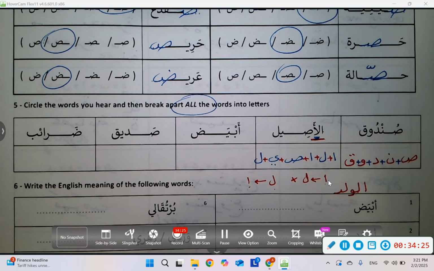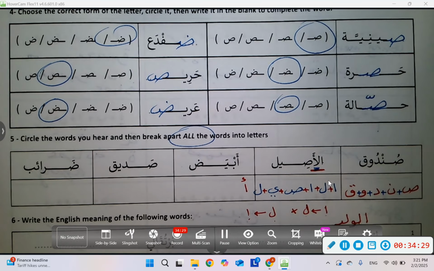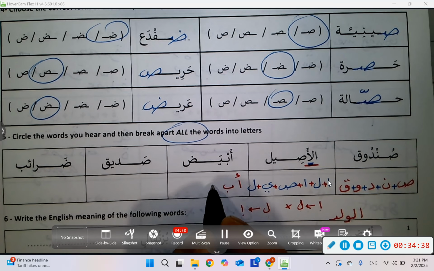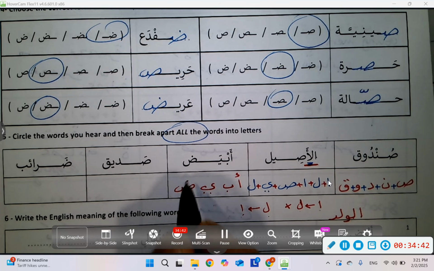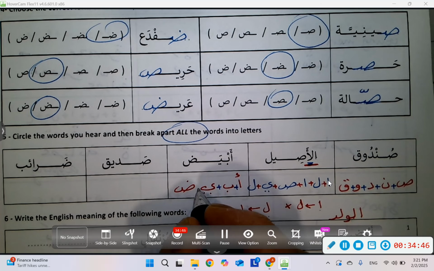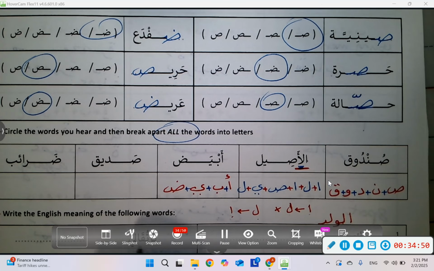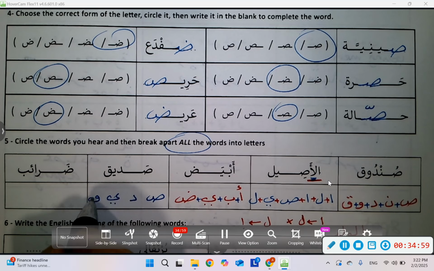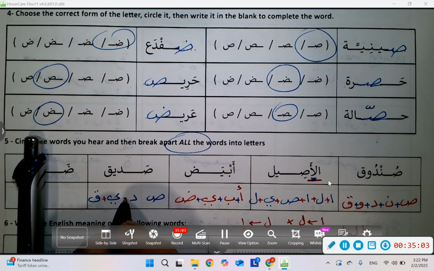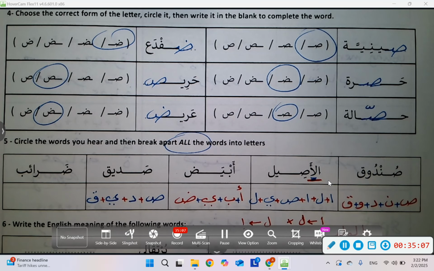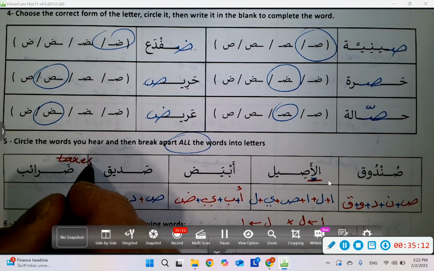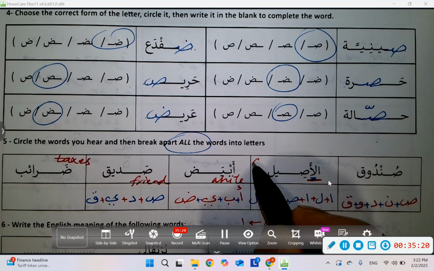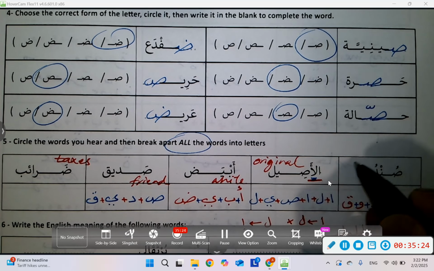Abyad. Next word. Alif. Ba. Ya. Da. You have صاد صديق دال ياء قاف. ضرائب, taxes. صديق is a friend. أبيض means white. أصيل means original. صندوق means box.